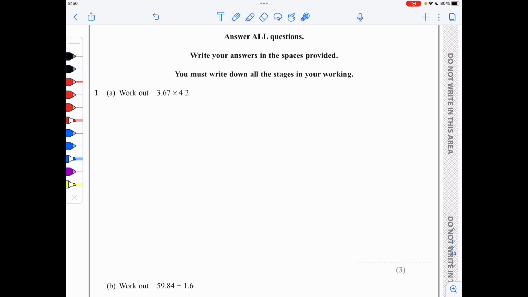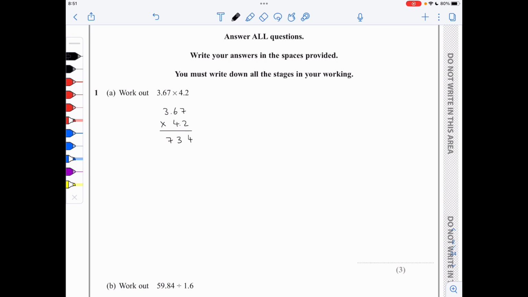Question 1, part A, we need to work out 3.67 times 4.2. So we start by writing one below the other. And then we've got 2 times 7, it's 14, and we keep 1. 2 times 6 is 12, and 1, 13, and we keep 1. And then 2 times 3 is 6, and 1, it's 7.